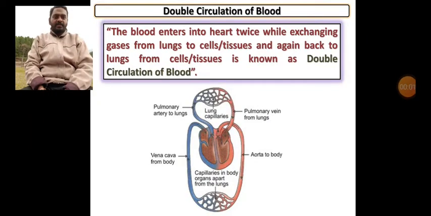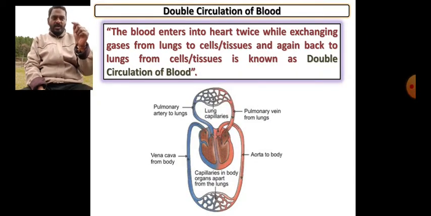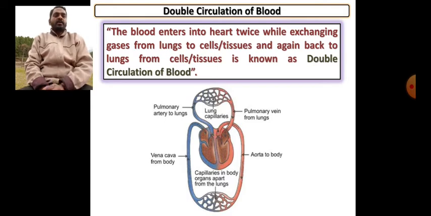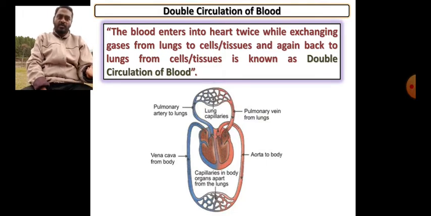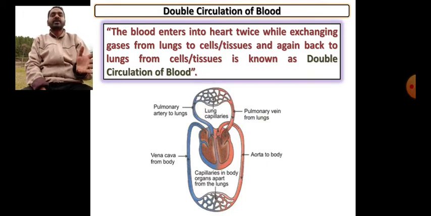Heart, we learned that blood, when it moves from lungs to tissues and tissues to lungs, undergoes 2 visits to the heart, right? So that process here is called double circulation of blood. So what is it? The blood enters into the heart twice while exchanging gases from lungs to cells, tissues, and again back to lungs from cells, tissues, is known as double circulation. So the diagram is given here.